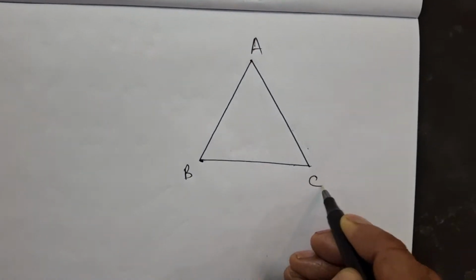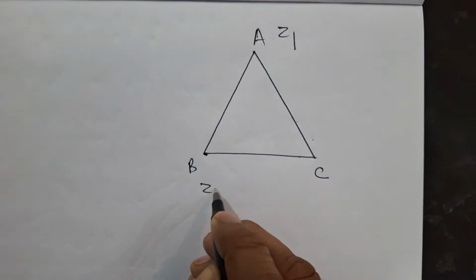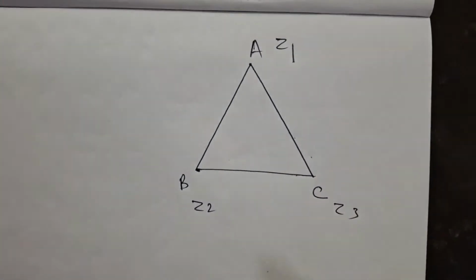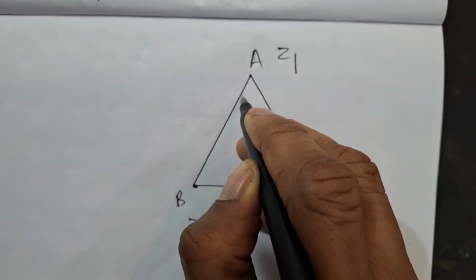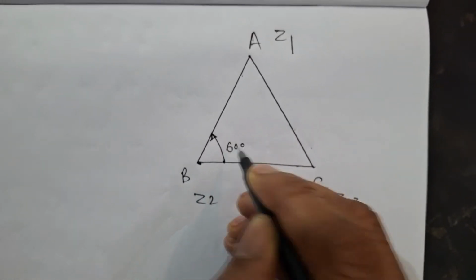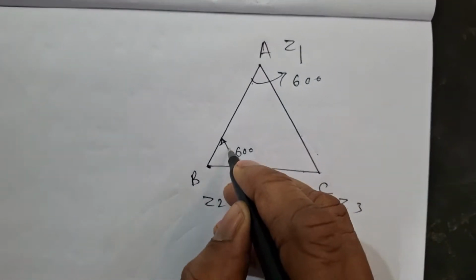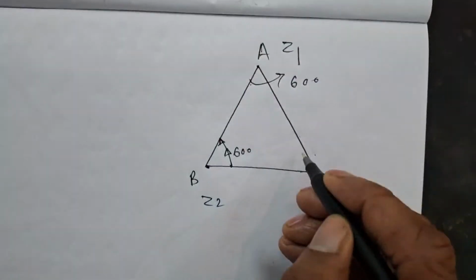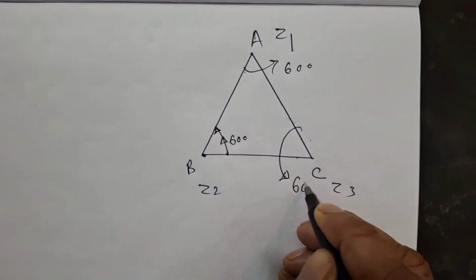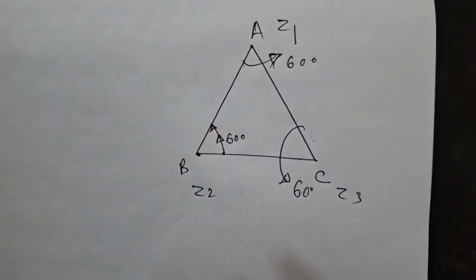Triangle ABC. Suppose A has complex number Z1, B is Z2 and C is Z3. And this angle is 60 degrees. You should consider counterclockwise. 60, and 60, and 60. This is for argument purposes.